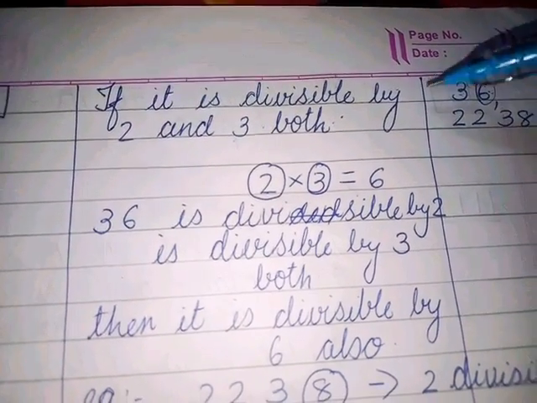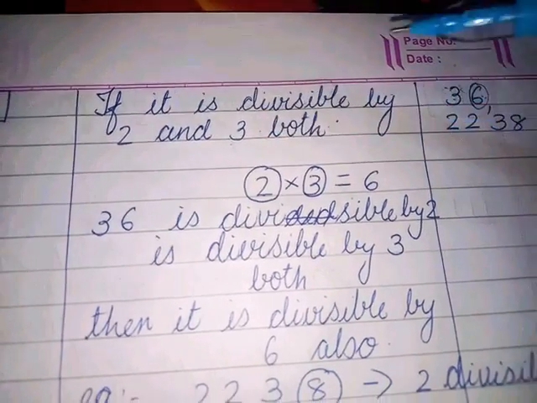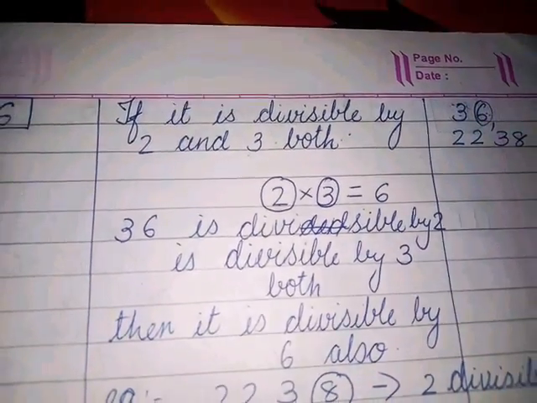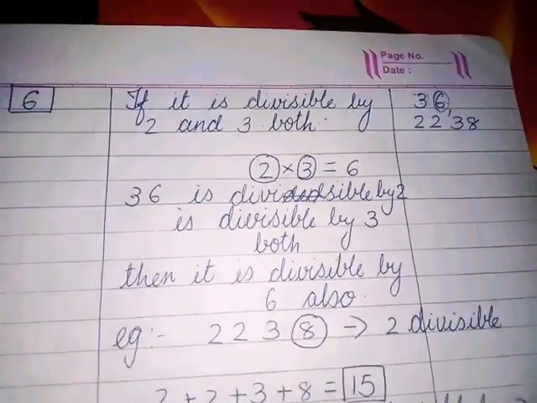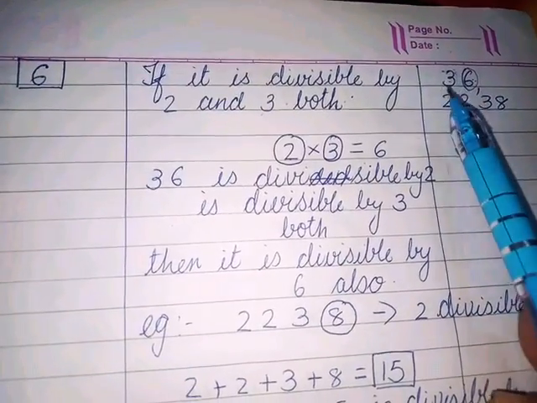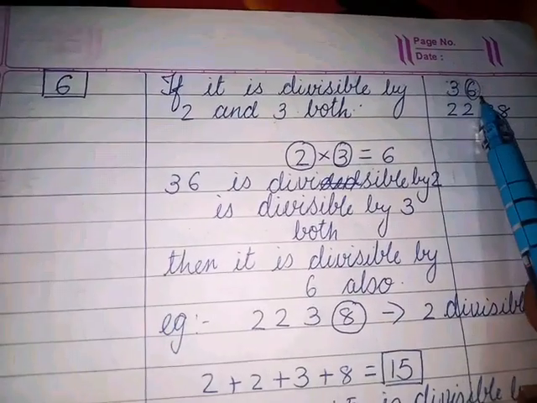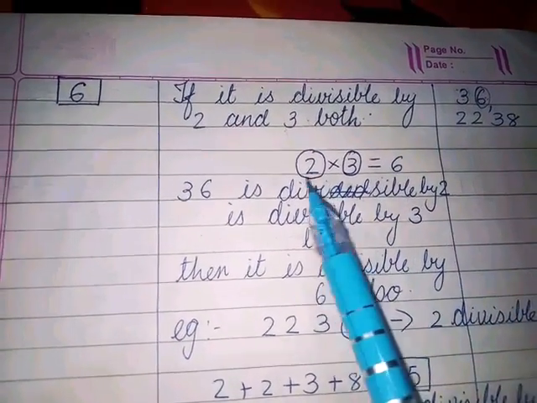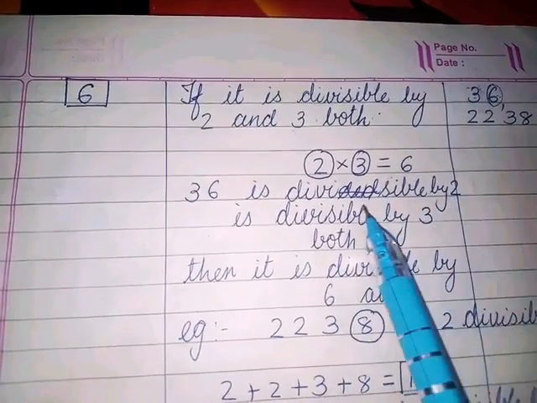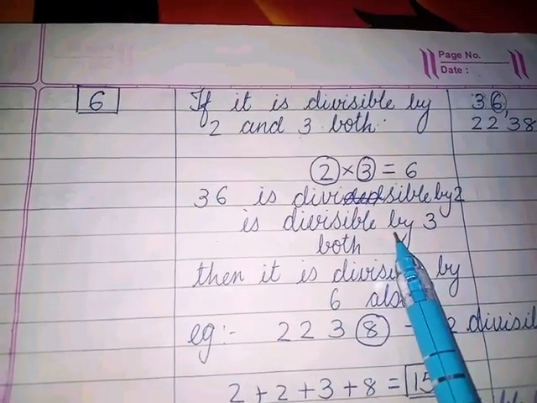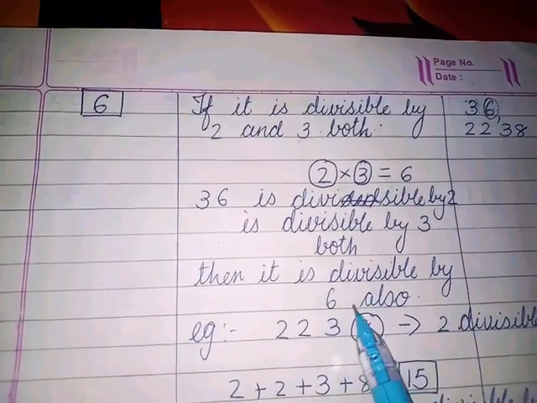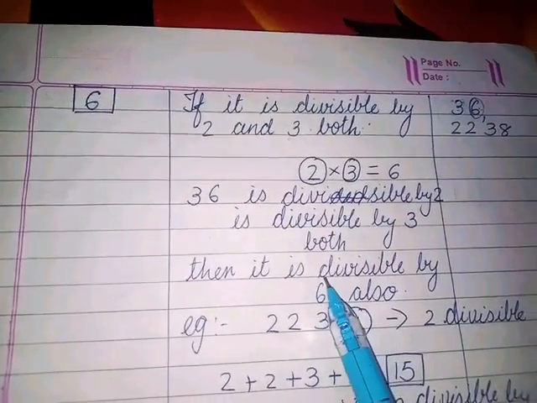And what is the rule of divisibility of 3? The sum of the digits of the number. What will be the sum? It will be 6 plus 3. What will be 6 plus 3? 9. So it is also divisible by 3. So 36 is divisible by 2, and it is also divisible by 3. Then we can say that it is also divisible by 6.